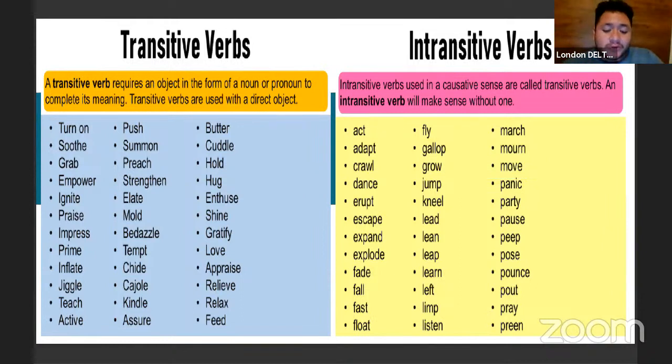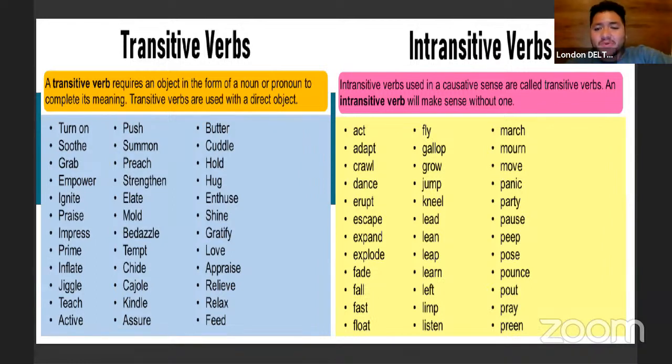Por ejemplo, the rebels rose. Los rebeldes se levantaron. The sun rises every morning. El sol se levanta todas las mañanas. El sol no levanta nada, sino que estoy diciendo que el sol se levanta él mismo, por decirlo de alguna forma, todas las mañanas.